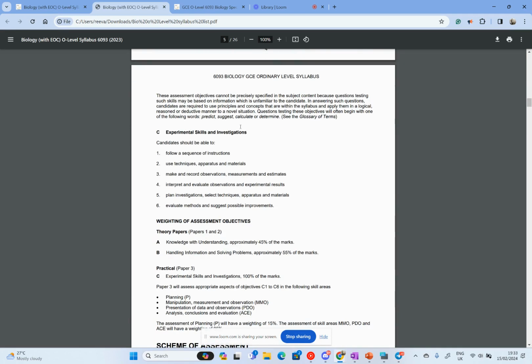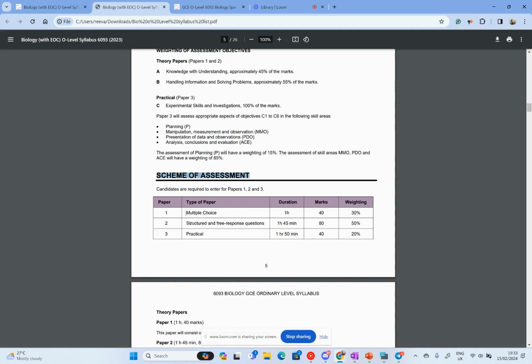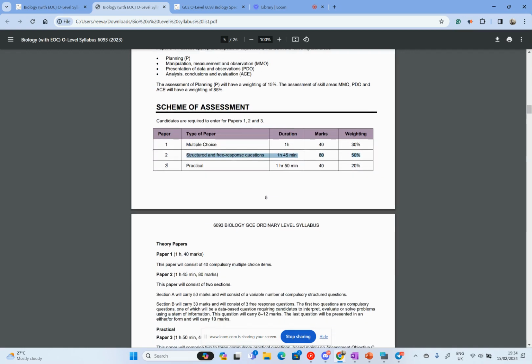The key thing that you really need to know is this scheme of assessment. You need to know the three types of paper, and as you can see, paper 2 weighs the most. So that's what I'm going to focus on, because this is going to be a quick video about one of the most important things you might need to know for the examination, and that consists of nailing your paper 2.